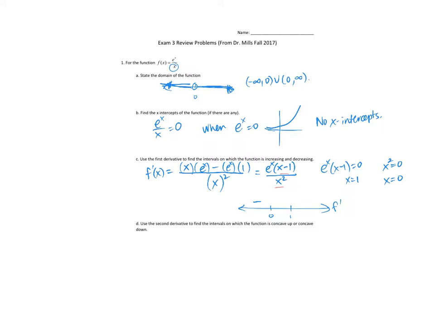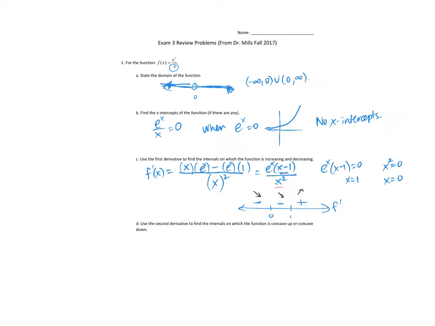If you want, you can plug in an actual value less than 0 and see that you'll get something negative. If I plug in something between 0 and 1, the bottom part's always positive, e to the x is always positive, but x minus 1 will be negative. So we'll get something negative over positive, which is negative. If I plug in something greater than 1, x minus 1 will be positive, and everything will be positive. So my function f will be decreasing, and then decreasing, and then increasing. So it looks like x equals 1 is a local minimum.